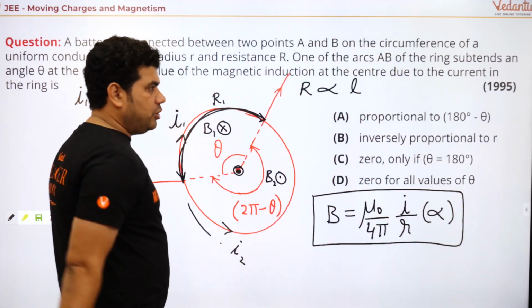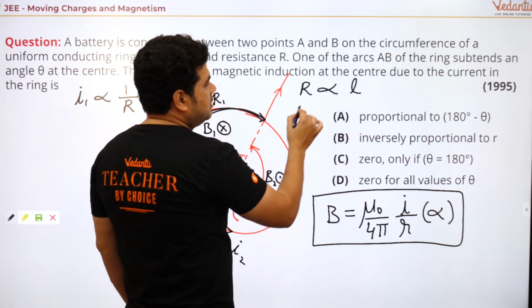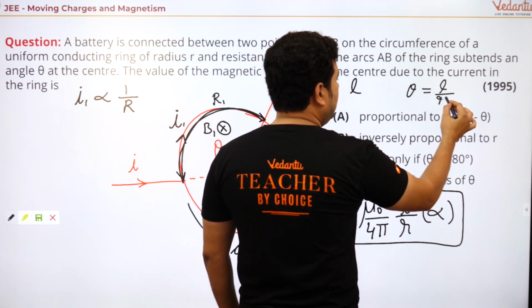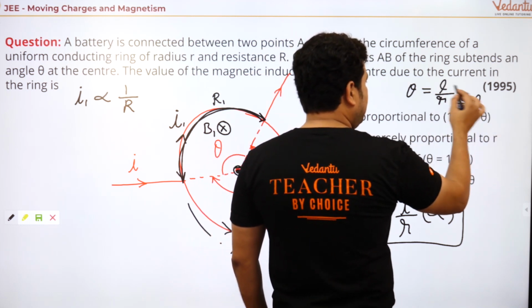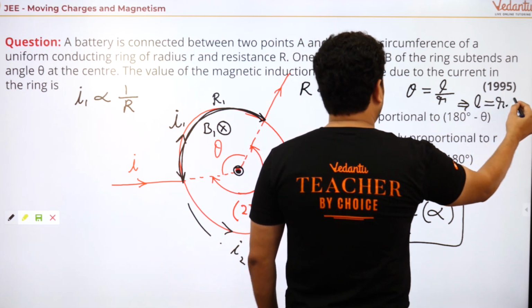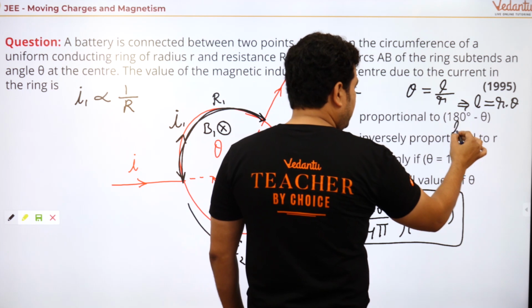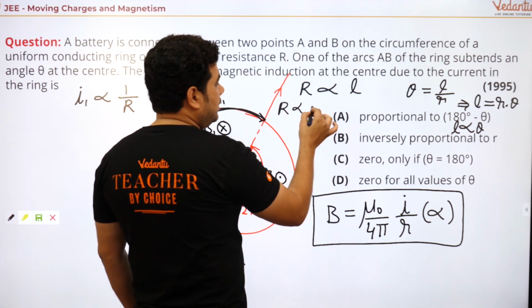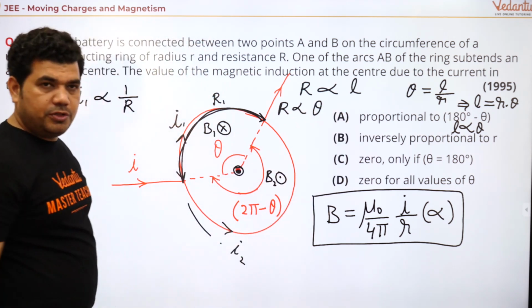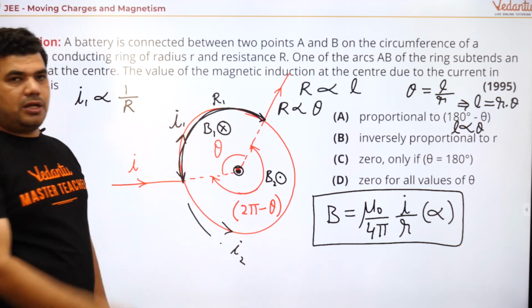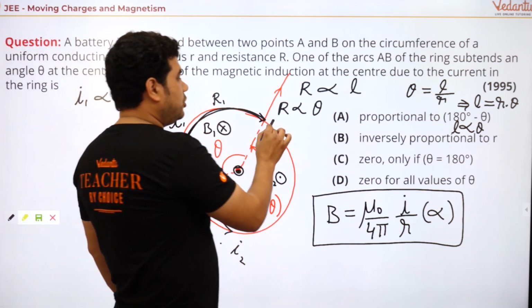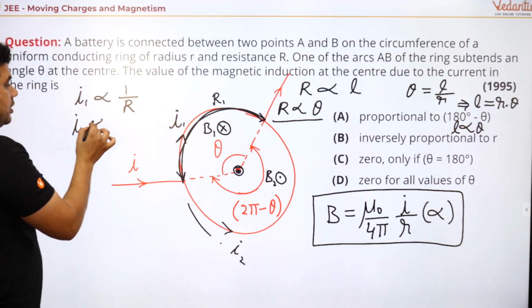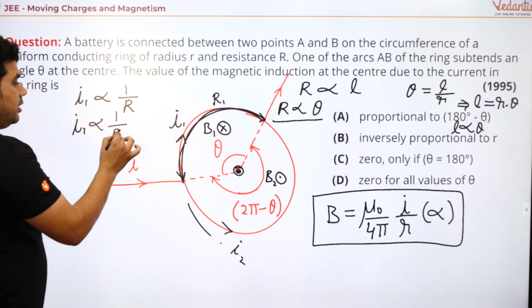If R is proportional to L, then here you can say angle is equal to arc upon radius. So L is equal to R into theta, means L we can say proportional to theta. If L proportional to theta, then R is also proportional to theta. Which theta? This angle theta and this angle theta. If R is proportional to theta, so here we can say I1 is proportional to 1 upon theta.